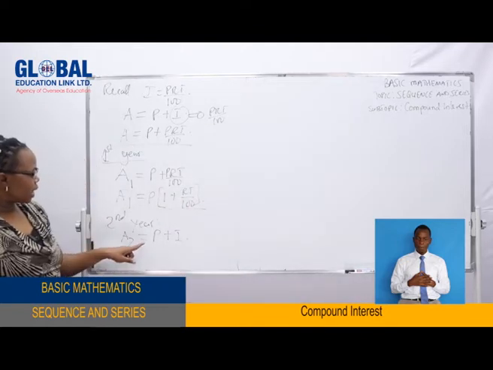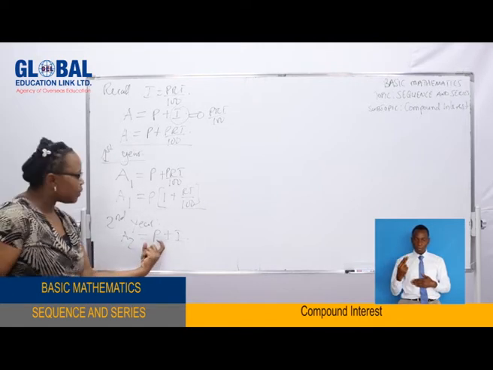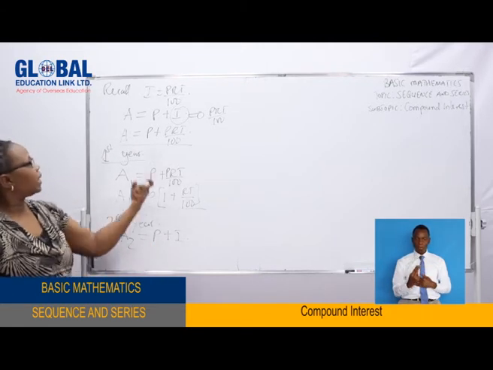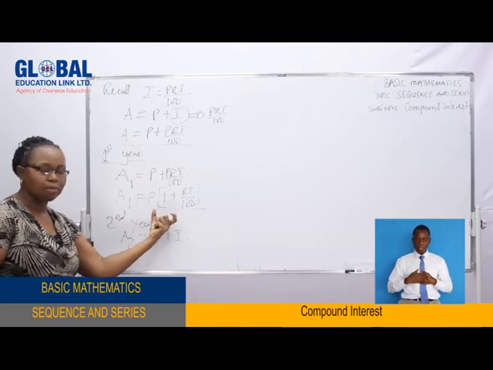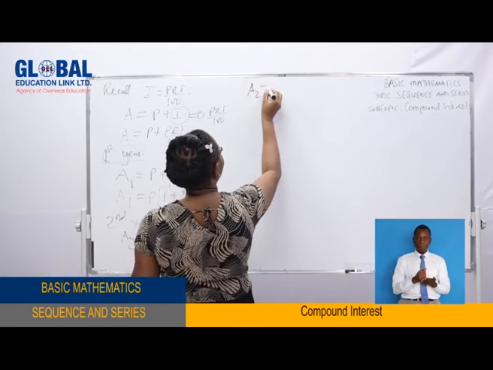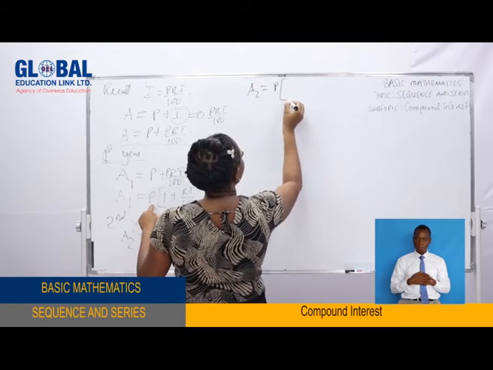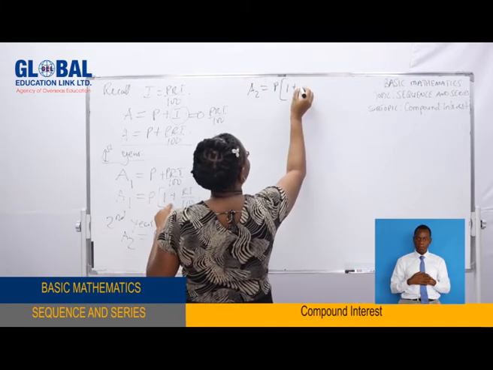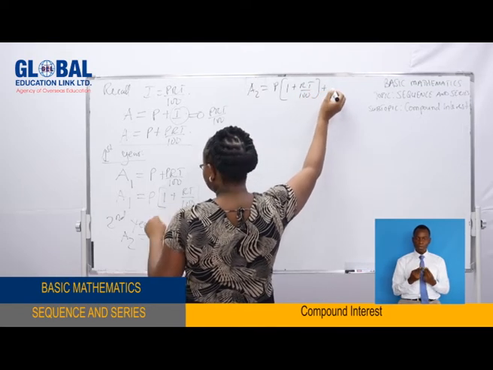Amount of the second year equals principal plus interest. Now, what is the principal? Principal is the amount from the first year. Then the amount from the first year is this one. Then we say amount in second year equals principal, which is the amount from the first year, P(1 + RT/100), then plus I.